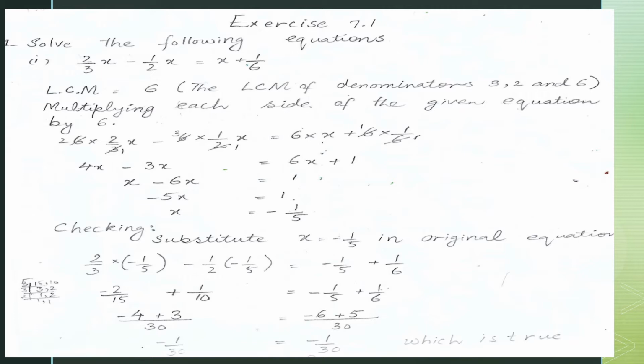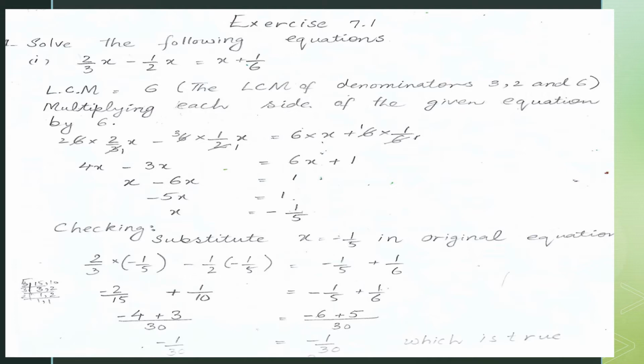Let's start the first question. These questions are from the reduced syllabus from the Federal Board. Solve the following questions. The first one is 2/3 x minus 1/2 x is equal to x plus 1/6. There are fractions with the variable.